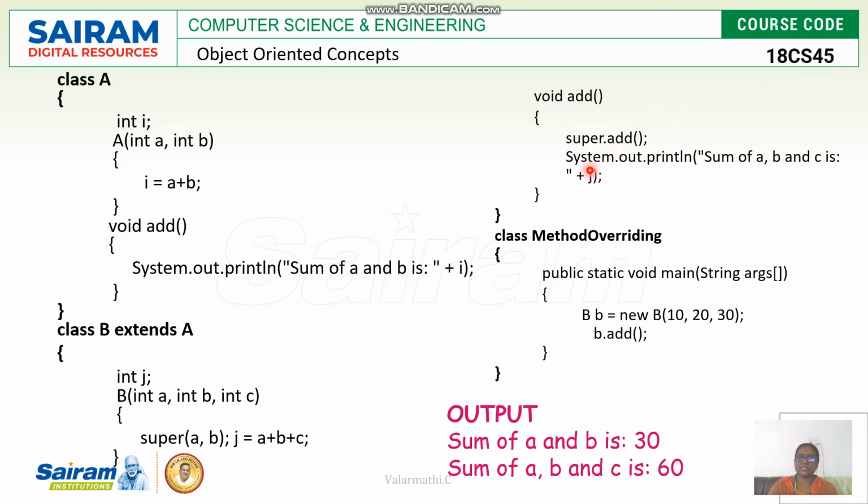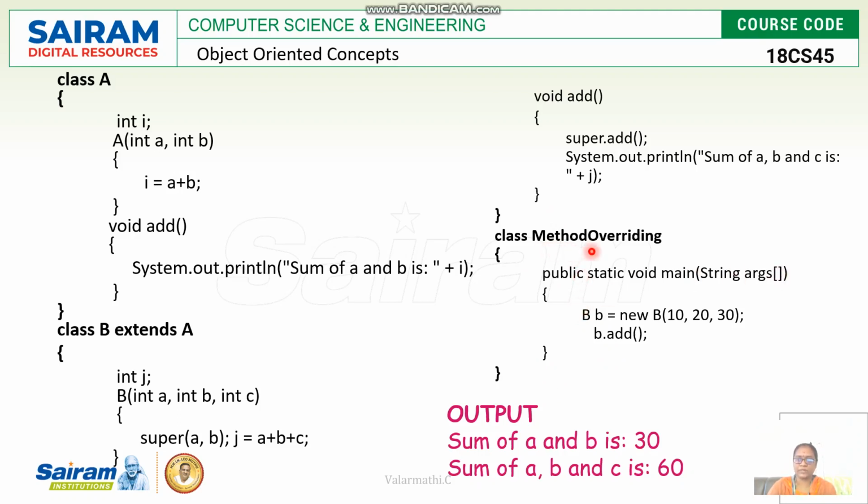Then additionally System.out.println value as sum of A, B, C is also included, because in this class B one more additional integer C is added, no? So that will be printed as the resultant variable of J. Now we want to check how this method overriding is done.